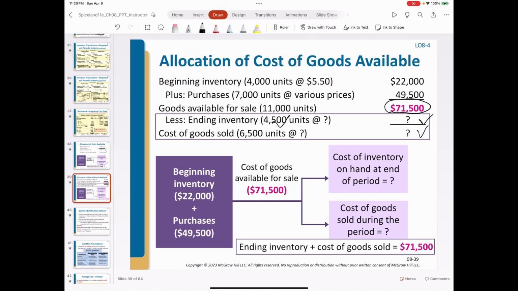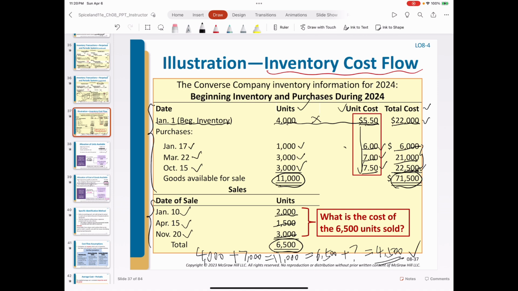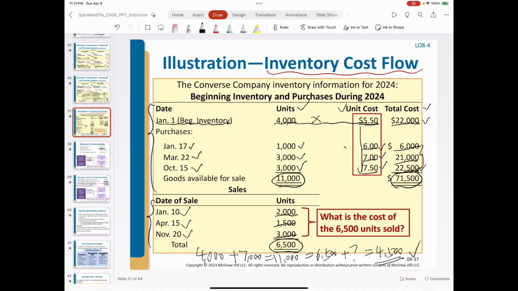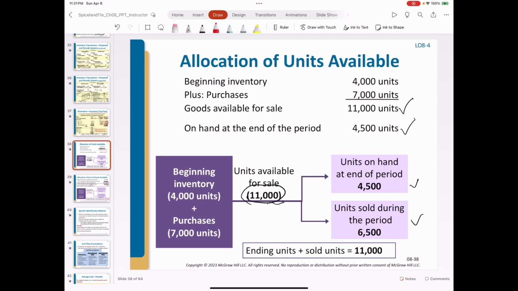We know the number of units, but we don't know the unit price because the unit price varies here. And 71,500 comes from here. It is the sum of this one and these three. The summary actually sums these three. That's 49,500.